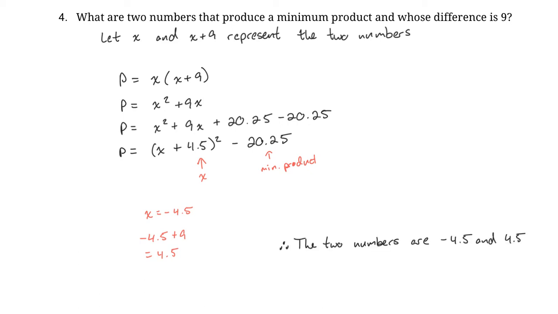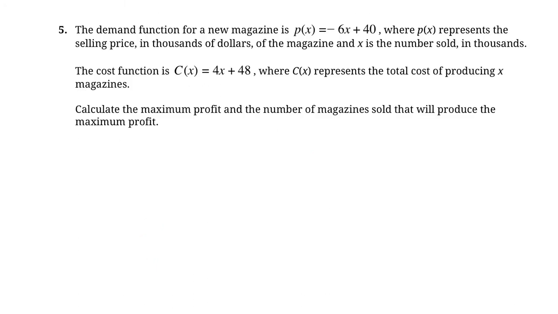and 4.5. In our last question, the demand function for a new magazine is P at x equals negative 6x plus 40. P at x just represents the selling price in thousands of dollars, and x is the number of magazines that are sold in thousands. And the cost function, C at x, is equal to 4x plus 48. C at x just represents the total cost of producing the number of magazines. So this question is asking us to calculate the maximum profit and the number of magazines sold that will give us this maximum profit. So it's really important to understand this question and to understand profit.